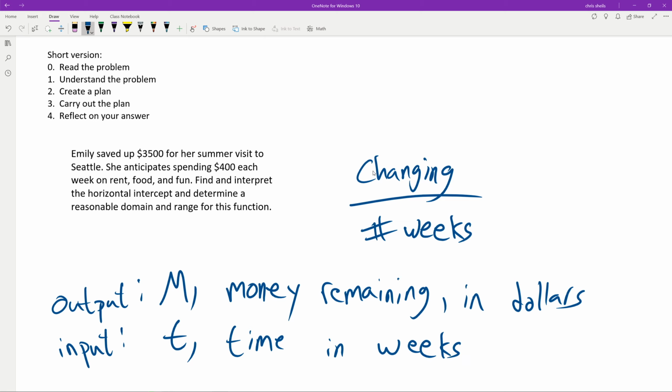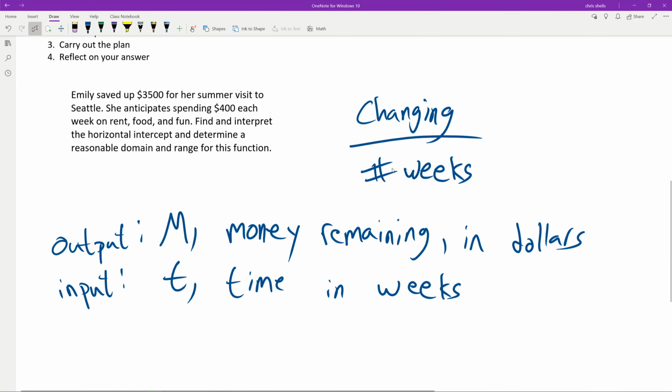Okay, and now let's see, we have some numbers in this problem as well, right? Emily saved up $3,500 for her summer visit to Seattle. She anticipates spending $400 each week. So we have some initial value here, right? Emily saved up $3,500. So $3,500 is the initial value for M.